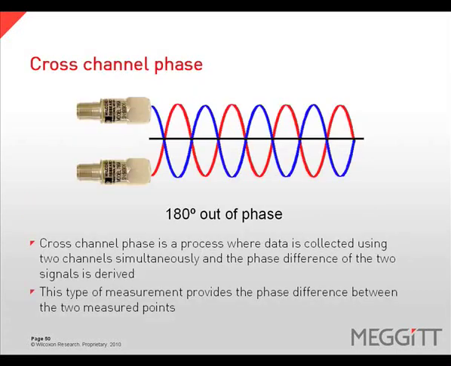Cross-channel phase is a process where data is collected using two vibration channels simultaneously, and the phase difference between the two signals is derived. This type of measurement provides the phase difference between two measured points.